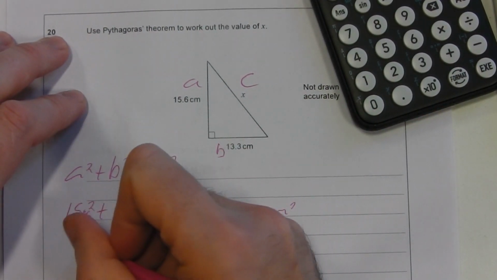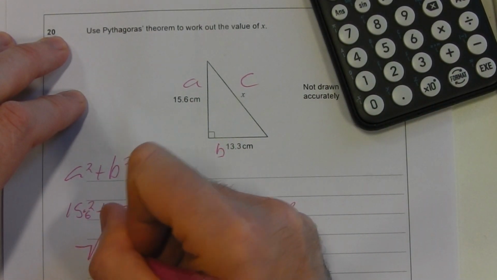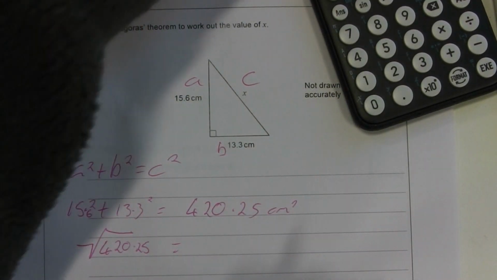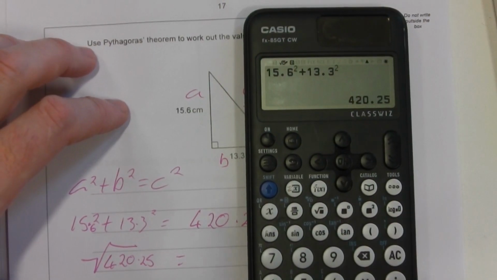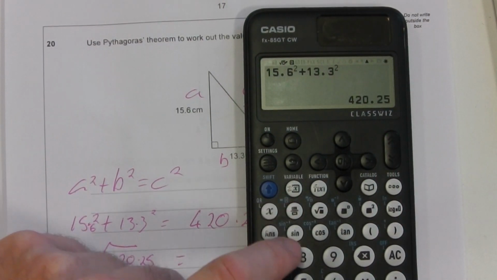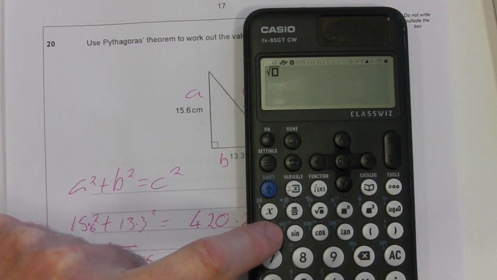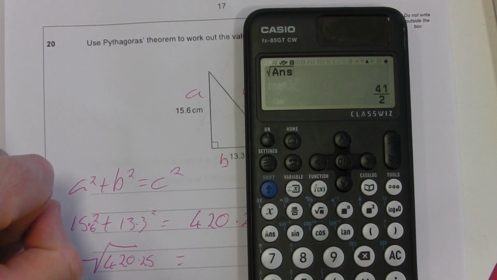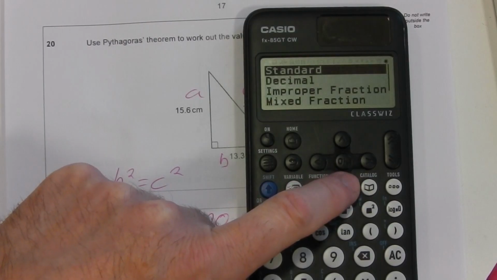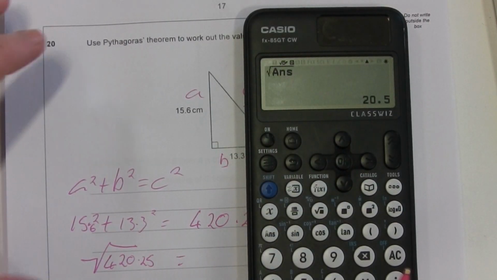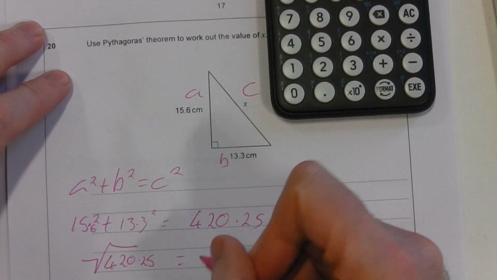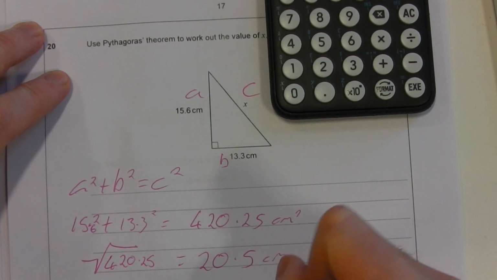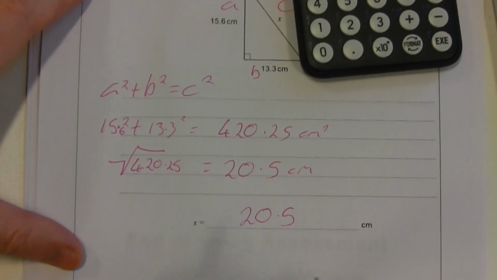So we need to do the square root of 420.25. Okay, and again, save ourselves having to retype it. We can just press the square root button and we press answer, and it copies in the previous answer. So we press equals, and then of course format, down one to decimal, and we've got 20.5. So we've got 20.5 centimeters, and that is our answer. Okay, on the line there.